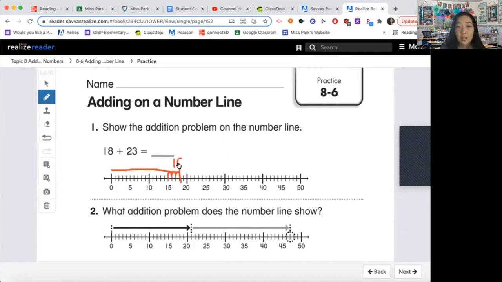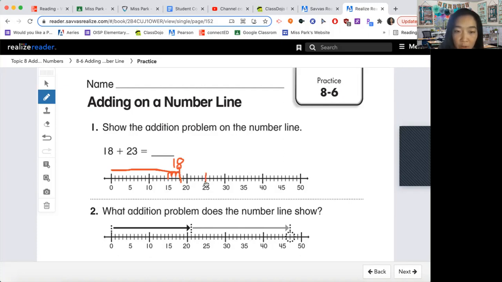So here's 18. Now from 18, we have to get to 23. I'm going to show you guys an easier way to do this. One way you can do it is by counting on from 18 all the way to 23. So you can go 1, 2, 3, 4, 5, 6, 7, 8, 9, 10, 11, 12, 13, 14, 15, all the way to 23. When you have a big number like 23, what you can do first is count by tens. So what is 18 plus 10? 18 plus 10 would give you 28, right? So let's move up to 28.